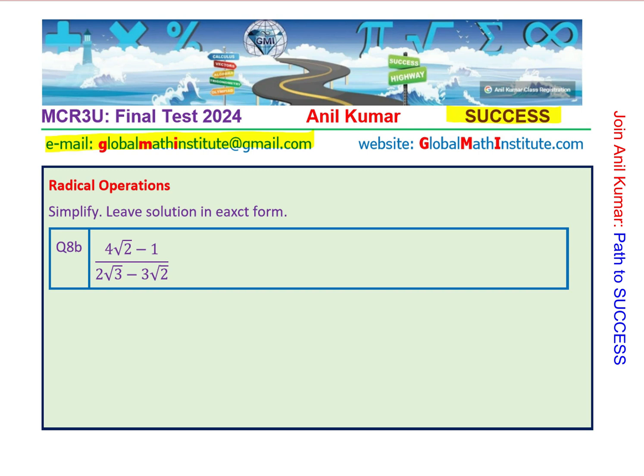Question 8b, simplify, leave in exact form. We are given 4 square root 2 minus 1 divided by 2 square root 3 minus 3 square root 2. How do we simplify this? So the strategy is to rationalize, which means we need to multiply and divide by its conjugate, right?